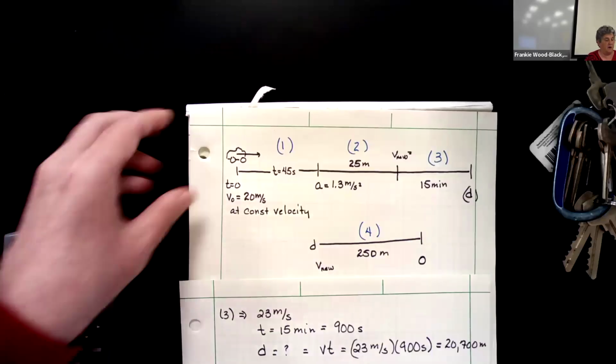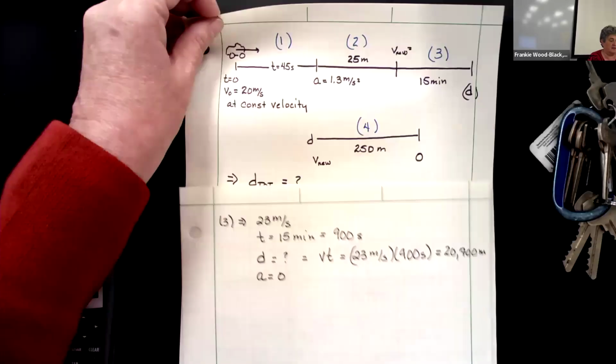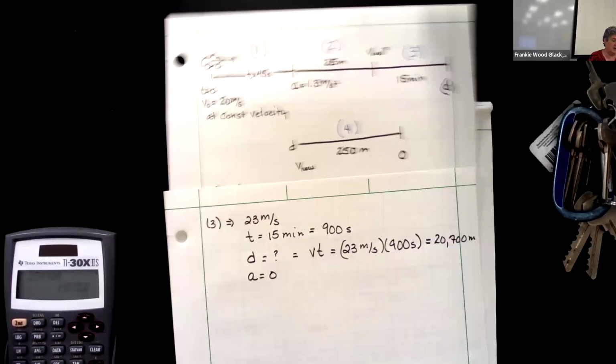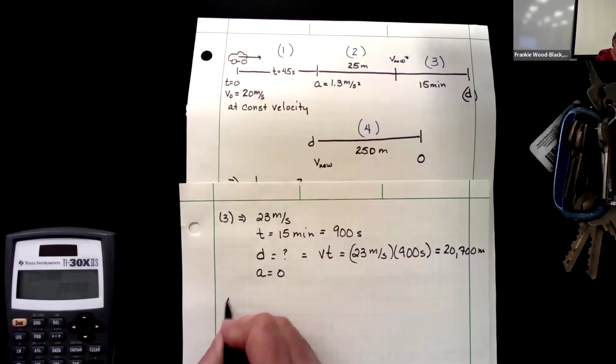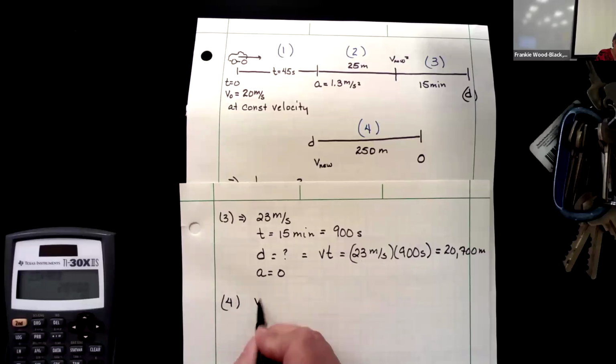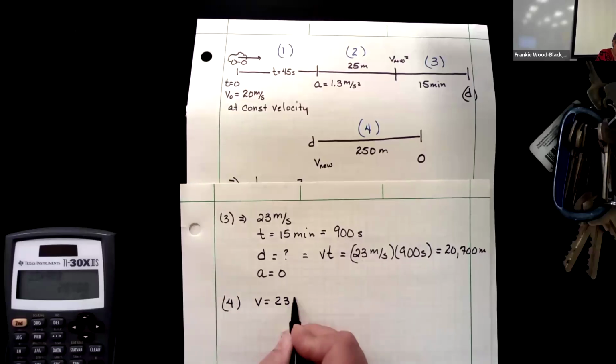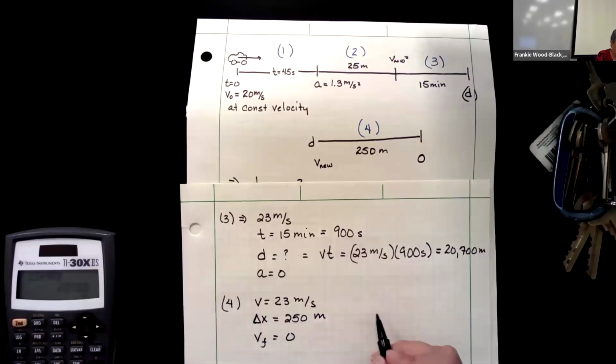And then the last part of this is still at my new velocity. My new velocity is 23 meters per second. I have a change in position of 250 meters. I have a final velocity of 0. I don't know my acceleration. I don't know my time, and I don't know my distance.